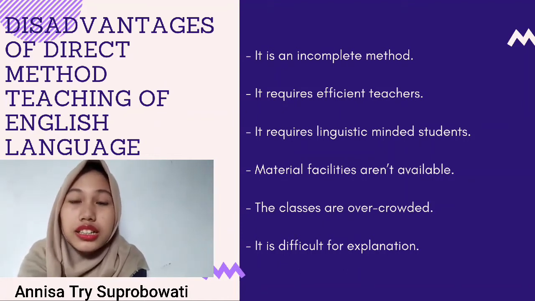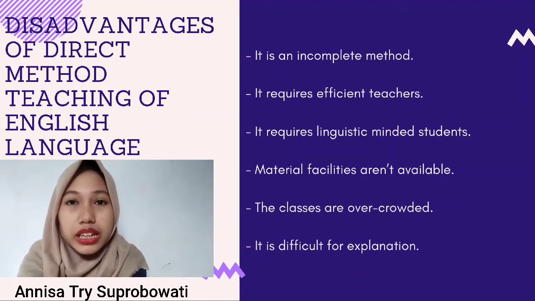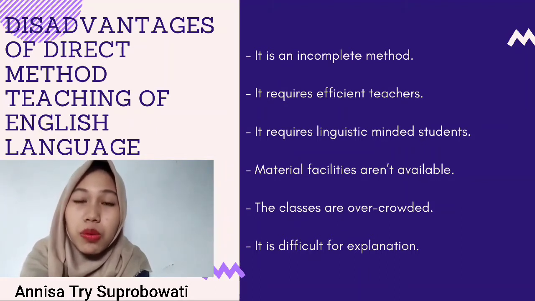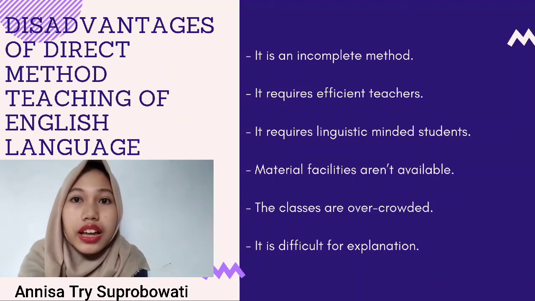Sixth, it is difficult for explanation. The meaning of new words in the direct method is explained by material association, explanation in the target language, and use in suitable context. The mother tongue is not used, although in certain cases its use is more economical and effective in telling meaning.